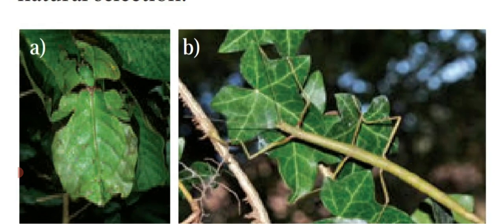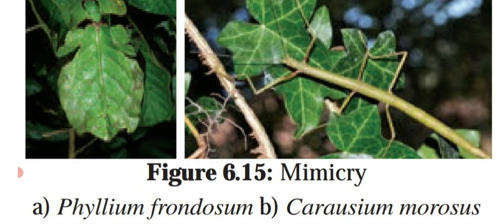Second one, the entire insect looks like a stem, Carassium morassus. So that is said to be mimicry in plants and animals. In plants, it is helpful for pollination. In animals, it is said to be self-protection.